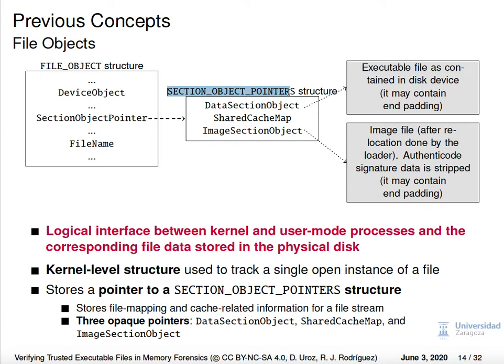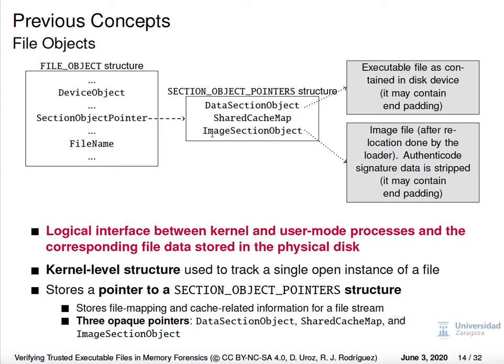This structure maintains a pointer to another structure, which is the section object pointers, in which we have three opaque pointers, and we are interested here in both of these. The data section object is going to be used to track the state information of a data file. So, for instance, every time that you open a file on Microsoft Word, this object is created on the kernel side. In the case of executable files, a data section object is going to contain the executable file as already contained in the device. Also, it may contain some encoding.